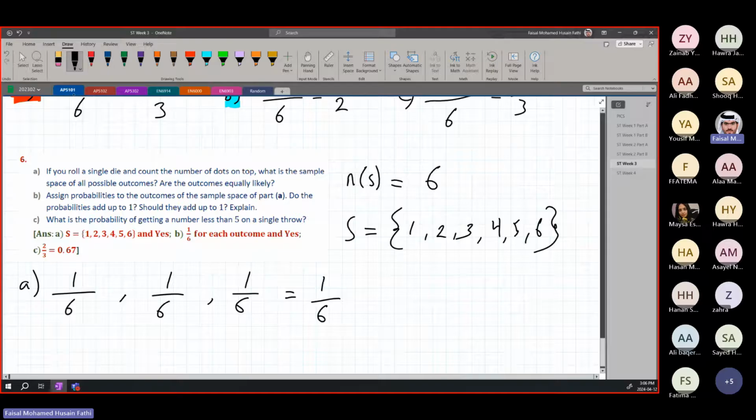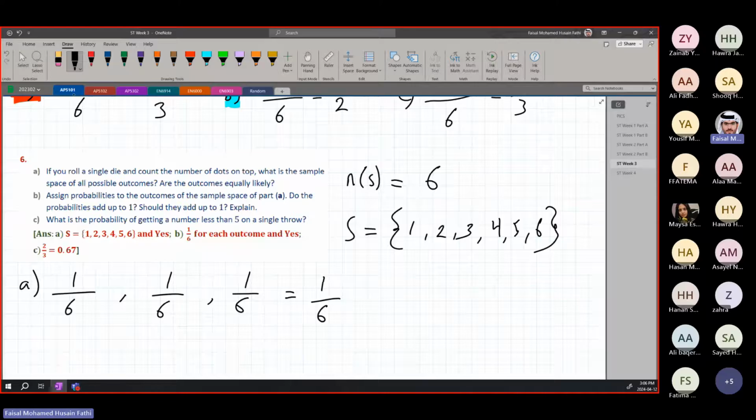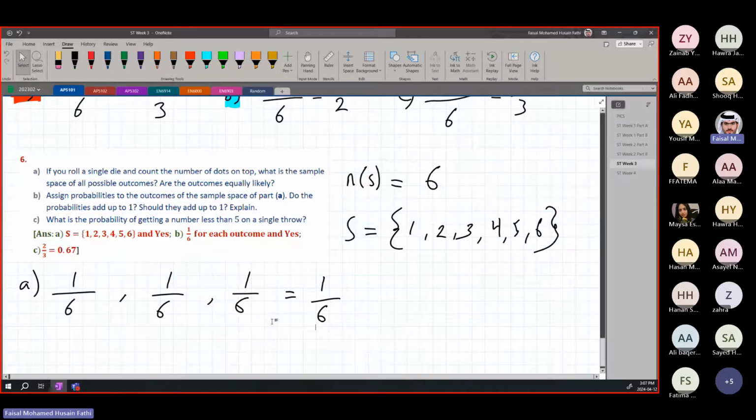Are the outcomes equally likely? Yes, because there's only one chance of getting the number 1. There's only one chance of getting the number 2. There's only one chance of getting the number 5. That is the whole idea. So the chance of getting any one number is 1 over 6. And then it also says what is the sample space for all possible outcomes. This is the sample space. I already showed you how to get that. Assign the probabilities to the outcomes of the sample space of part A, which I already did.